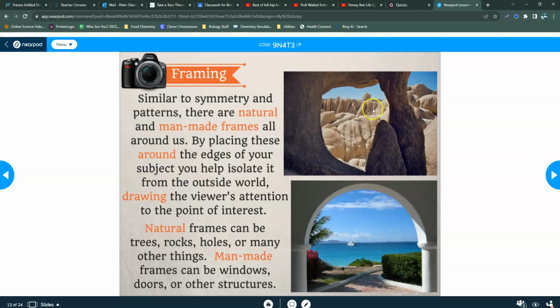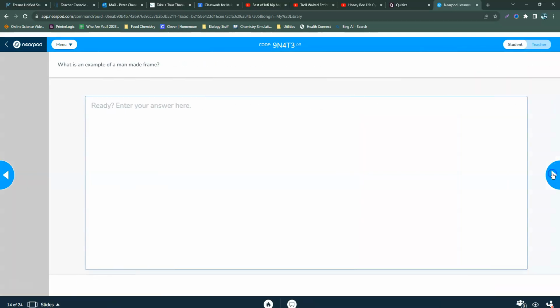In this example, this is a natural frame because the rock outcroppings are framing what's beyond it, which is more interesting rocks. Down here, this is an arch, obviously man-made. If we're using the rule of thirds, that boat out on the lake is the subject of the picture. If we went beyond this arch, it's still a cool picture, but the arch makes it that much better because we're using the framing, in this case a man-made frame with the arch.